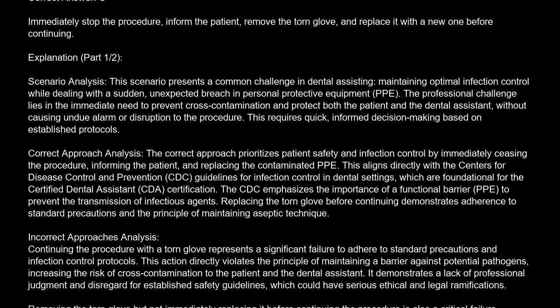Correct approach analysis. The correct approach prioritizes patient safety and infection control by immediately ceasing the procedure, informing the patient, and replacing the contaminated PPE. This aligns directly with the Centers for Disease Control and Prevention, CDC, guidelines for infection control in dental settings, which are foundational for the Certified Dental Assistant, CDA, certification.